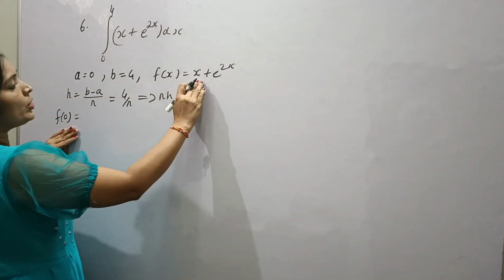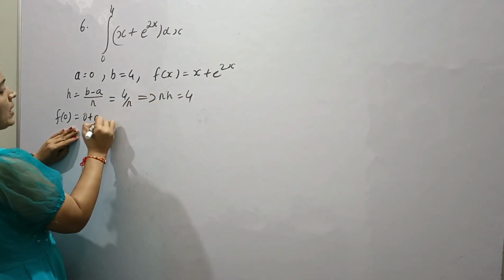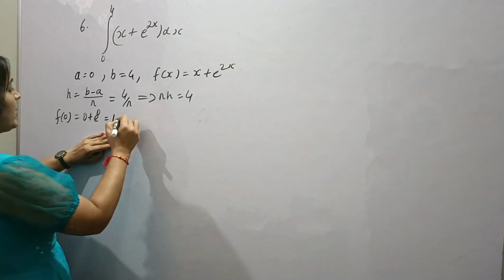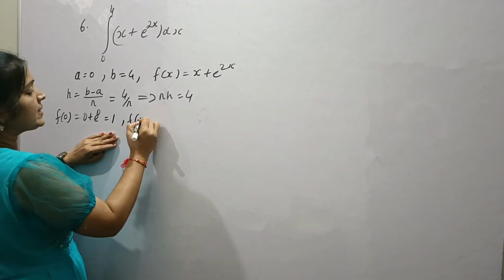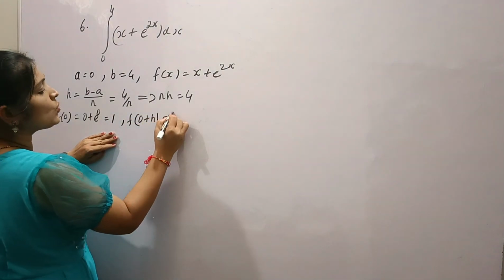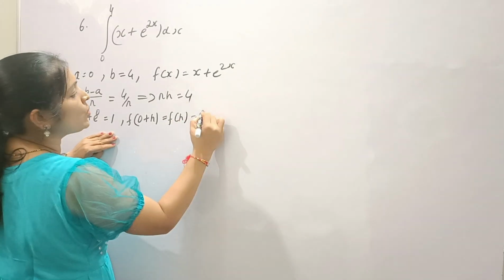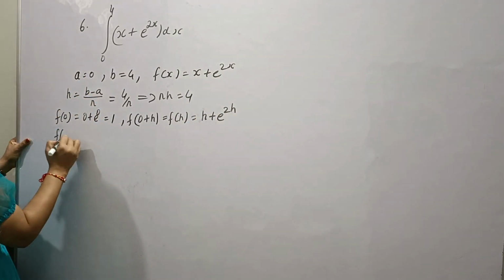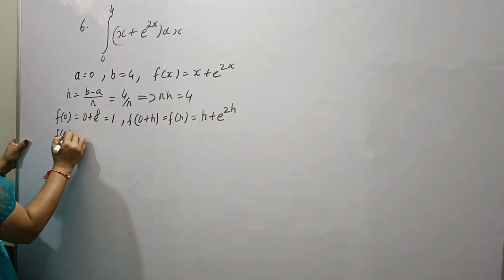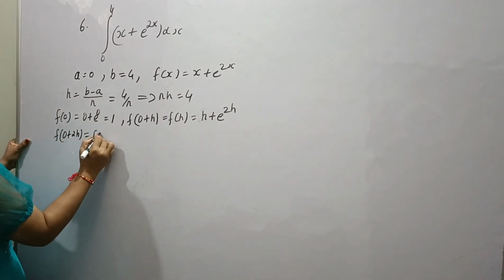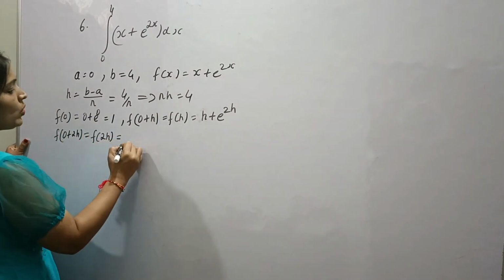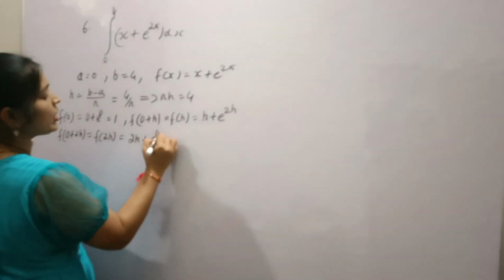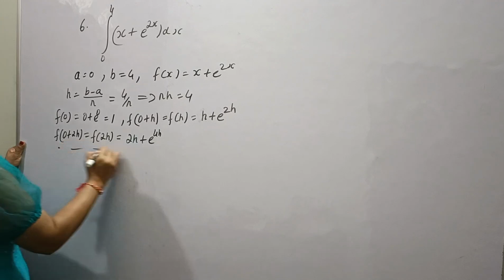Now let's find f of a, that is f of 0. F of 0 is equal to 0 plus e raised to 0, that is 1. E raised to 0 is 1. Next, f of a plus h, that is f of h, that is equal to h plus e raised to 2h. Then f of a plus 2h, that is f of 2h, that is equal to 2h plus e raised to 2 into 2h, that is e raised to 4h, etc.